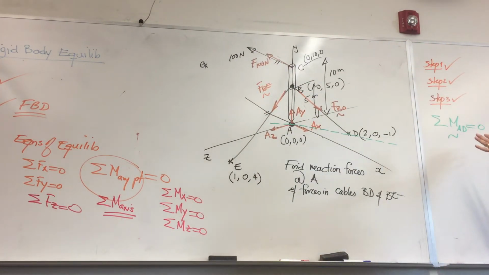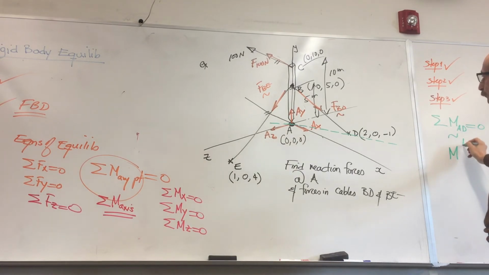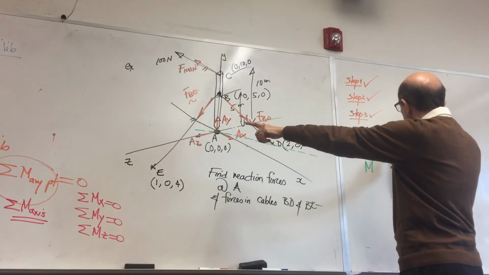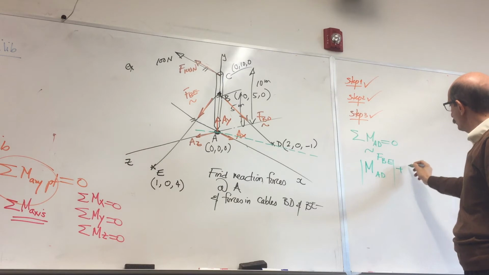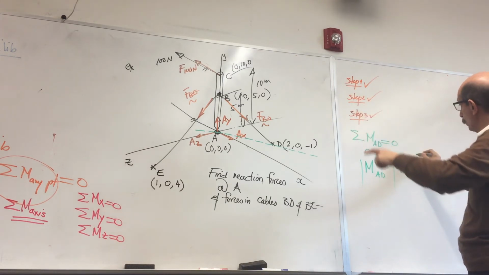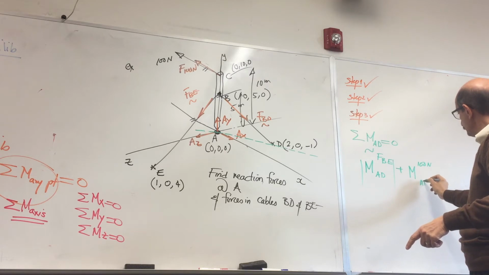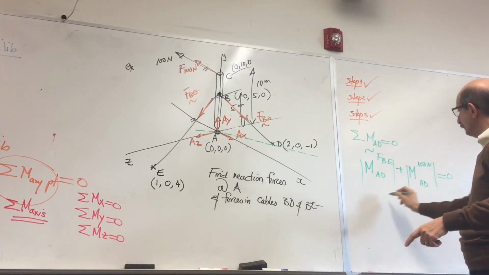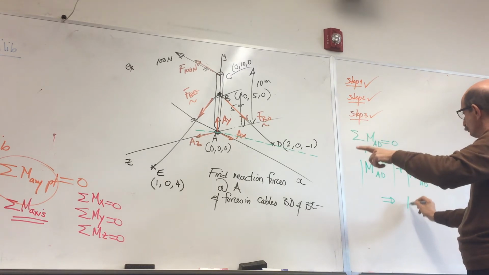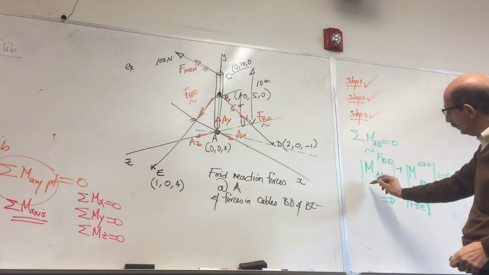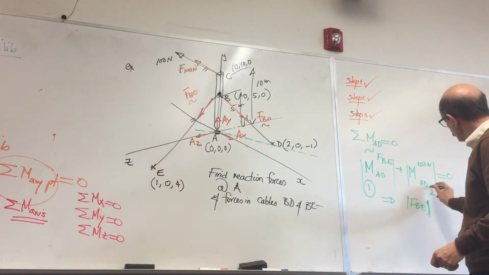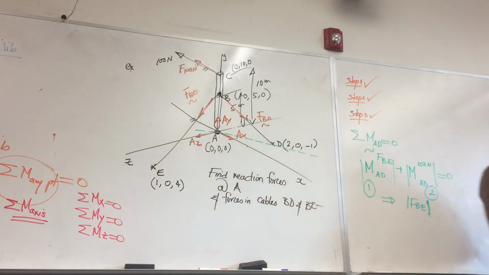But look what this involves. You need to take the moment of force BE about this axis AD, which will be a number, plus the moment of that force 100 Newton about AD, equate this to 0, and that will give you the magnitude of the force BE, okay? But how? Now we have to dissect each one of these, because each one of those involves several steps. As long as you do it methodically, step by step, you don't make any mistake.